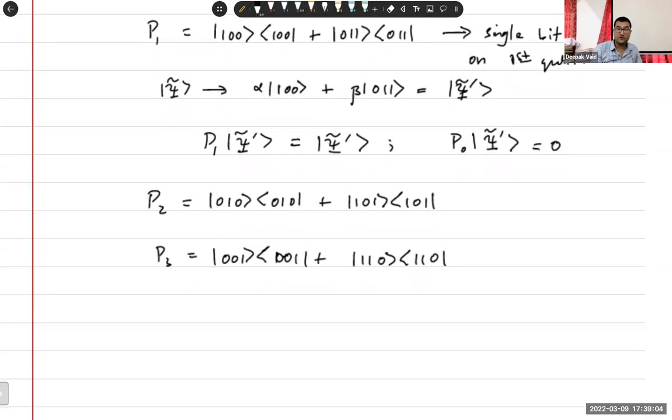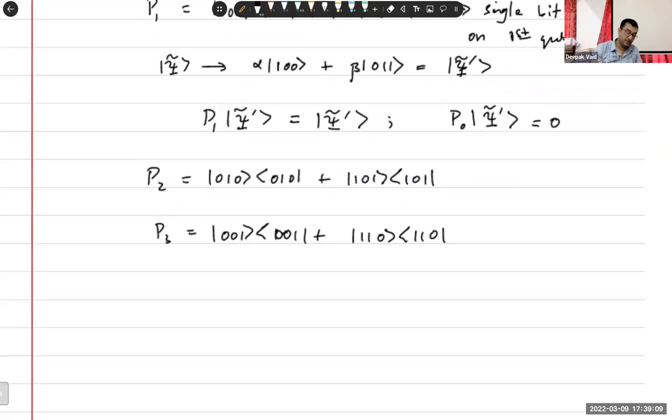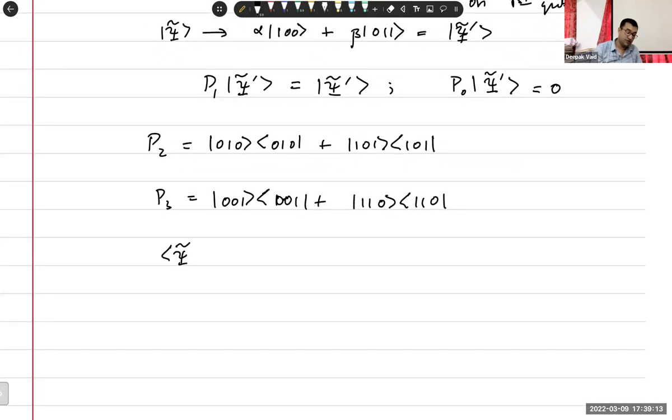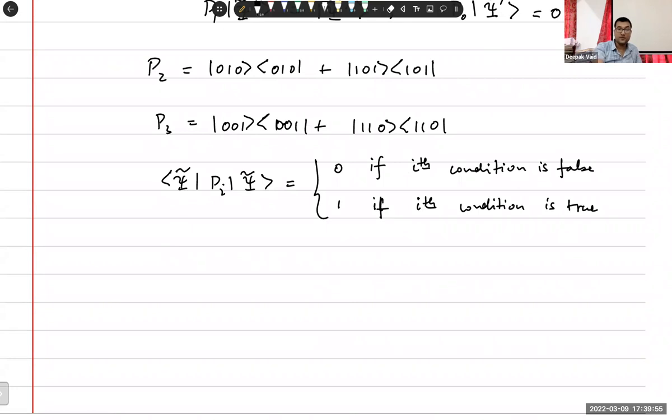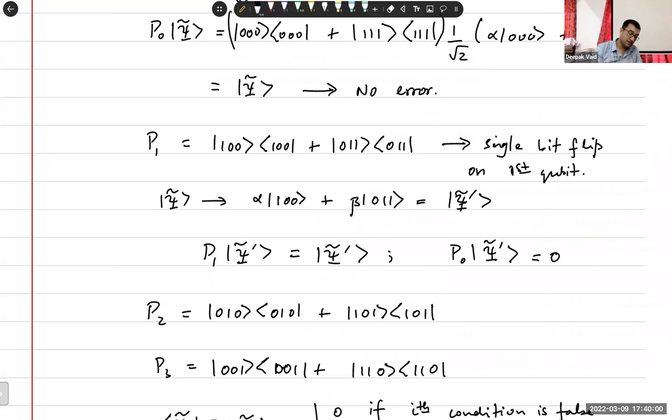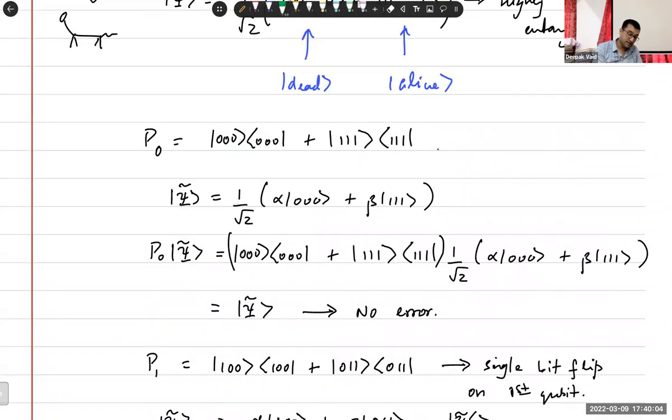Okay. Now, if you measure your state, you will get zero if the ith condition is false. Ith condition means i goes from 0, 1, 2, 3, and 1 if it is true. The ith condition is referring to these projectors. Each projector corresponds to a condition that there has been a bit flip. This is called syndrome measurement, or syndrome diagnosis.